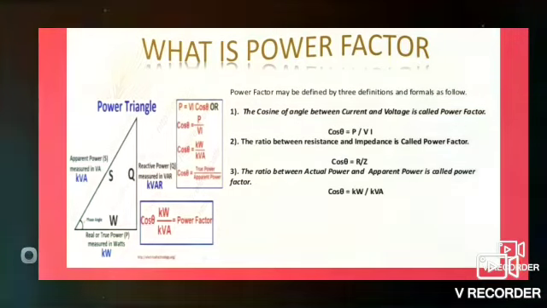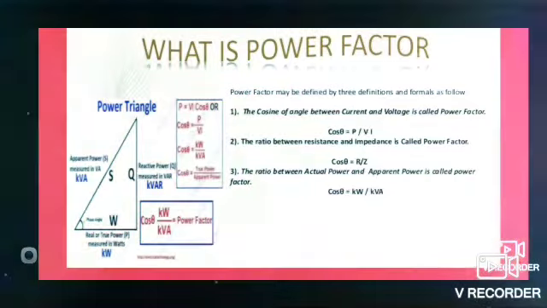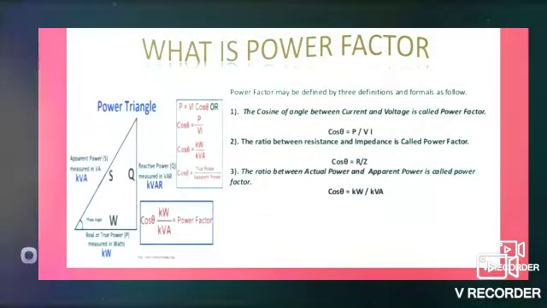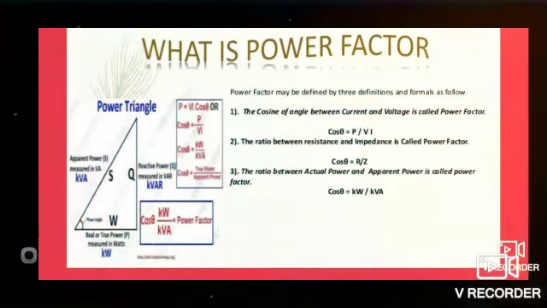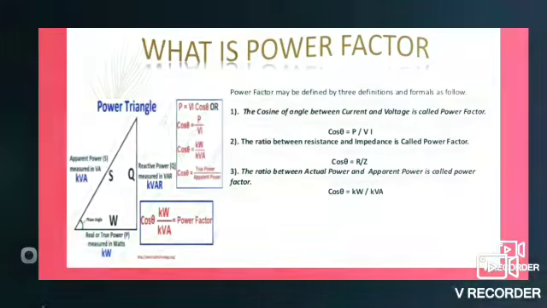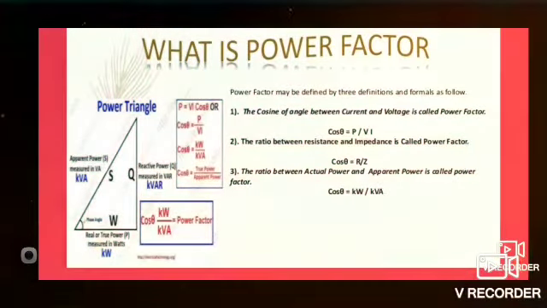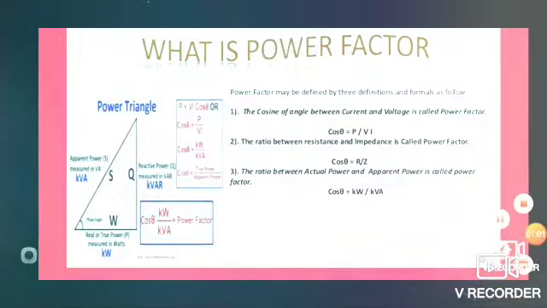So, see the diagram. In the triangle, W denotes the real power, Q denotes the reactive power and S denotes the apparent power. The angle between S and W gives the cosine of theta. That cosine of the angle gives the cos theta, that is the power factor. So, cos theta is equal to kW divided by kVA, that is known as power factor.